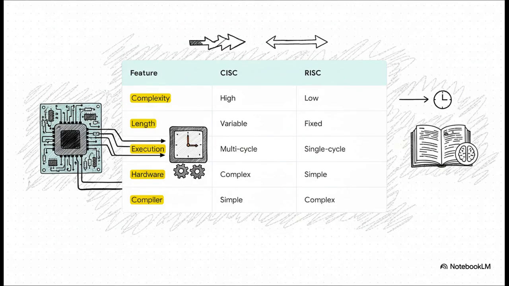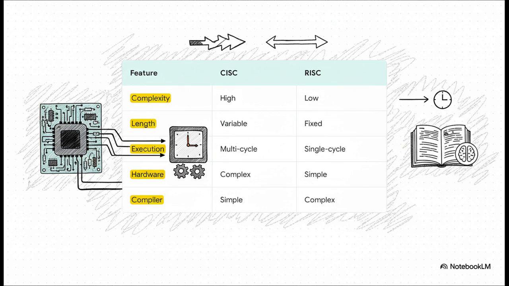This table really lays out the trade-offs perfectly. With CISC, the instructions are highly complex. With RISC, they're dead simple. Because of that, CISC instructions can be all sorts of different lengths, while every single RISC instruction is the exact same size. And that makes them way easier for the hardware to process quickly. This all leads to a critical difference in execution time. A complex CISC instruction might take multiple clock cycles to finish, but a simple RISC instruction, it's designed to be done in a single cycle.